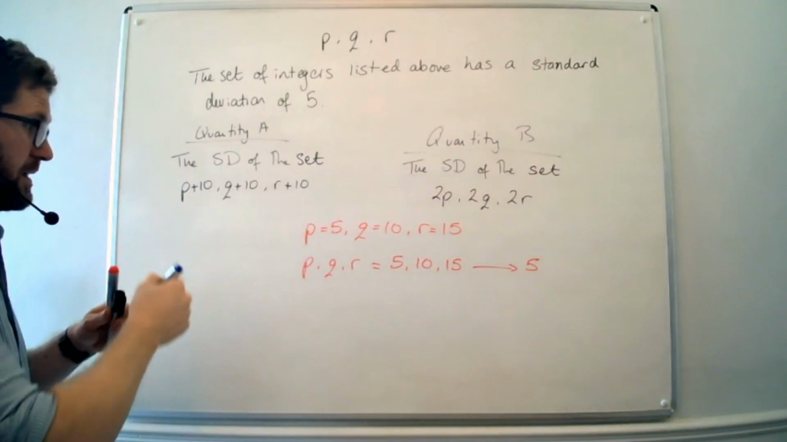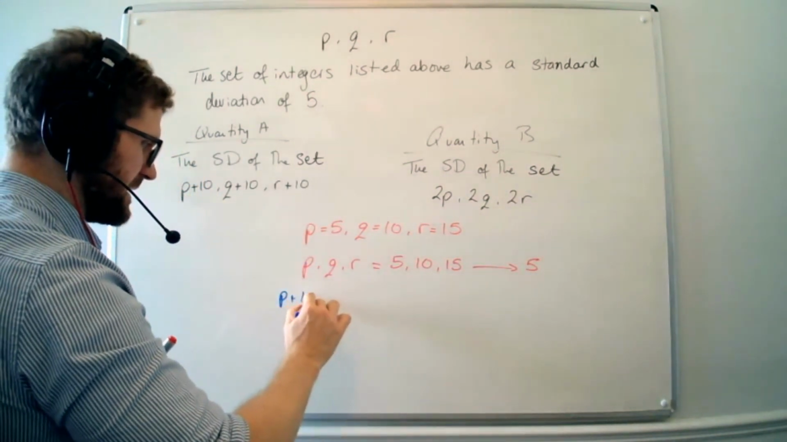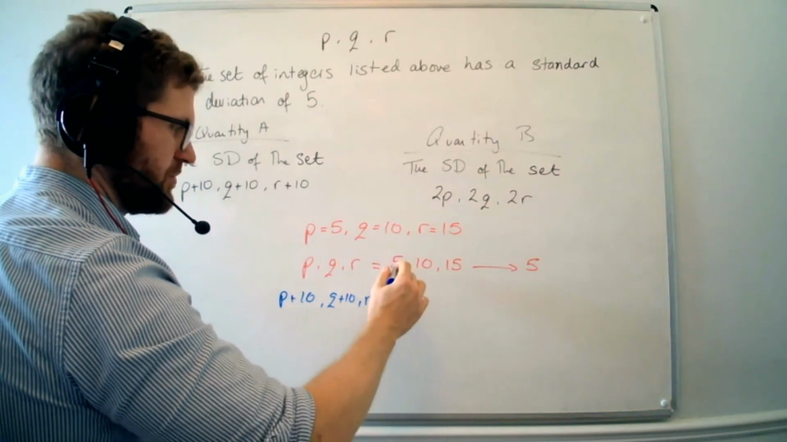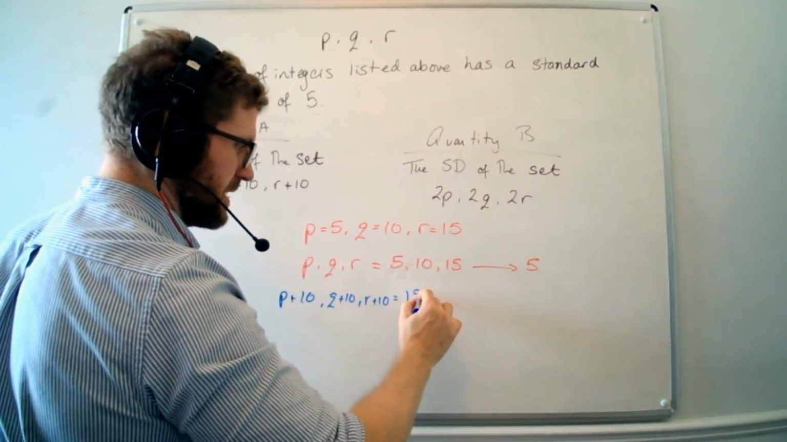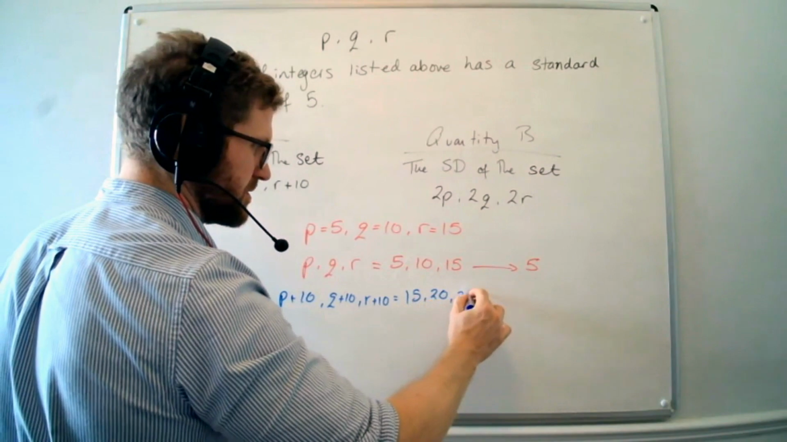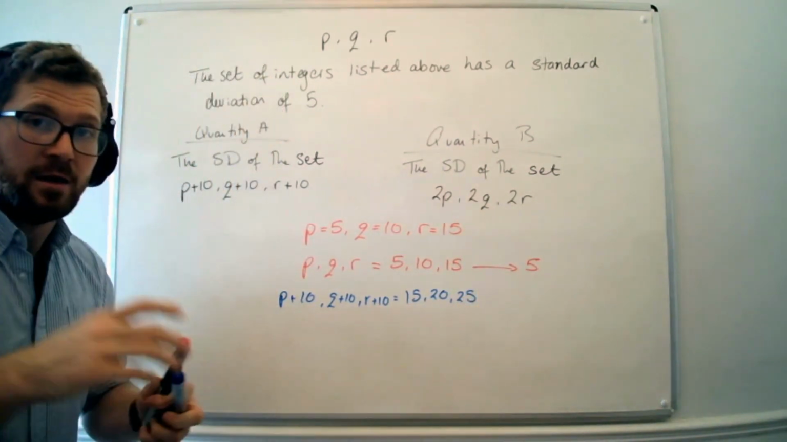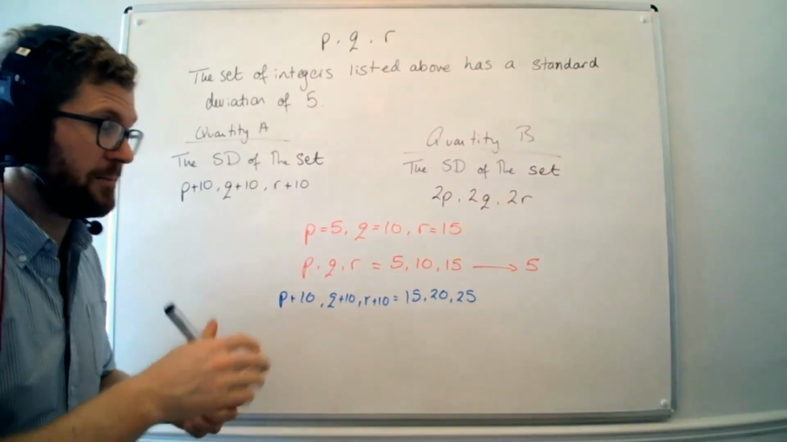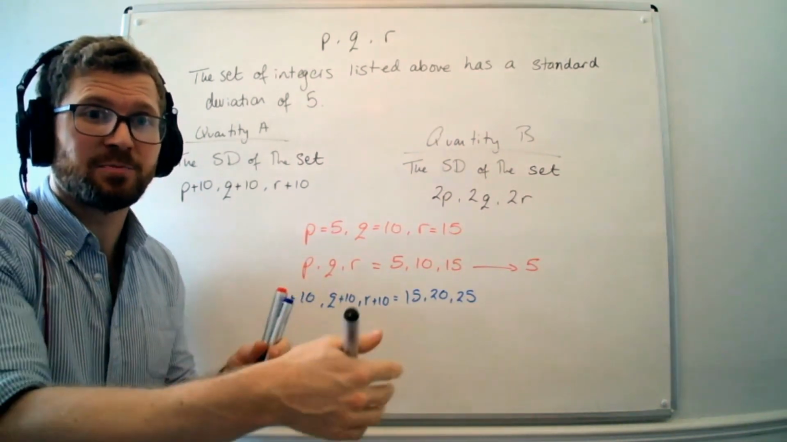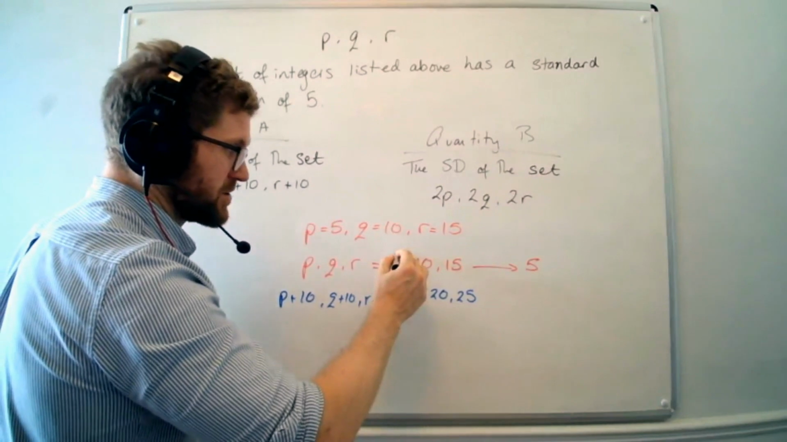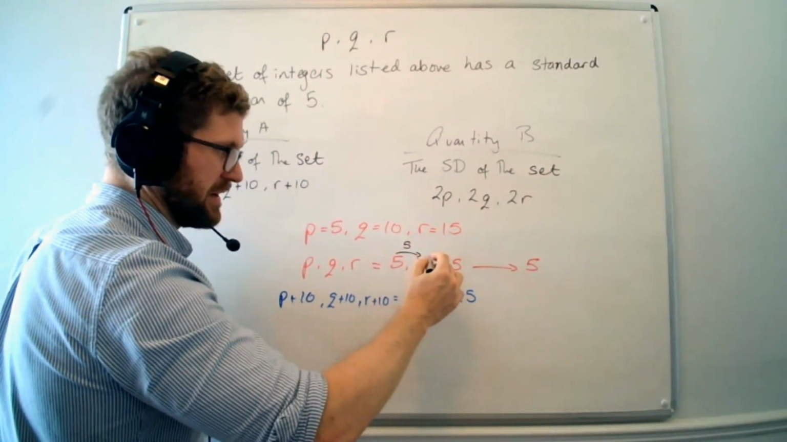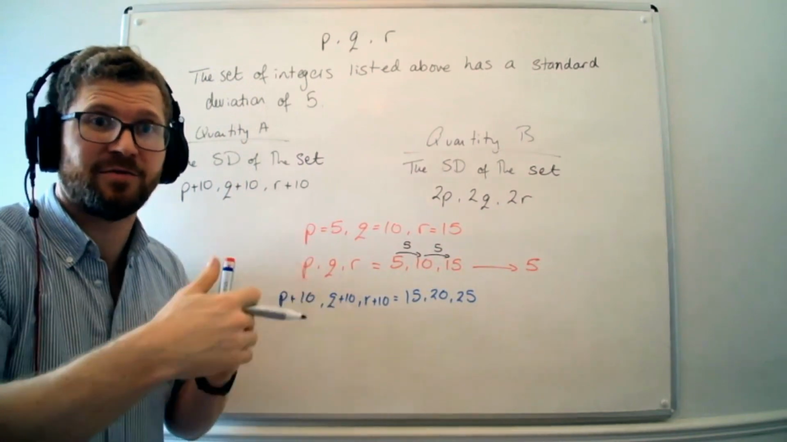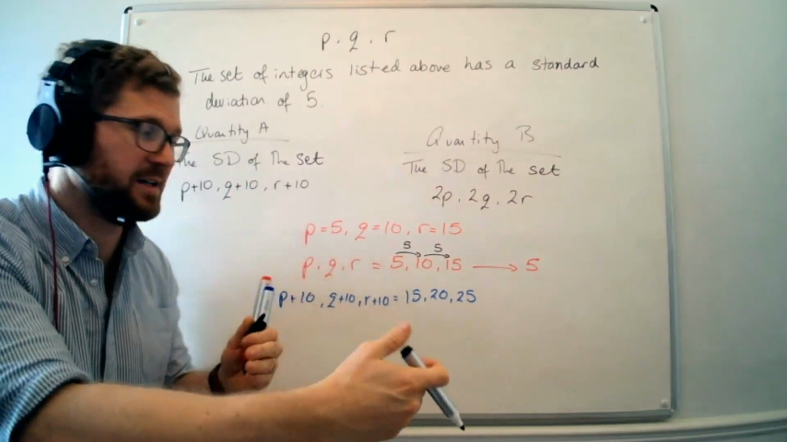So quantity A, what I'm doing is adding 10 to each value in the set. And so if I do that, I'd add 10 to each of these numbers, I'd end up with 15, 20, and 25. Now go back to that kind of hand-wavy definition that we were giving you earlier. Standard deviation, think about how spread out the numbers are in the set. So between the 5 and the 10, there's a gap of 5. Between the 10 and the 15, there's a gap of 5. They're spread out with a gap of 5.